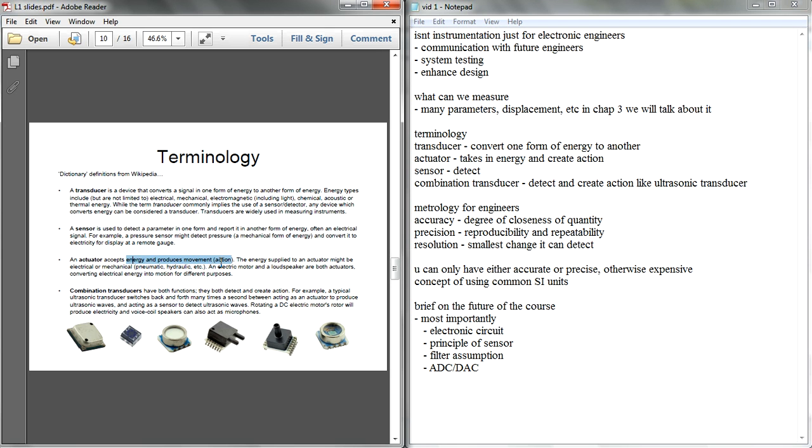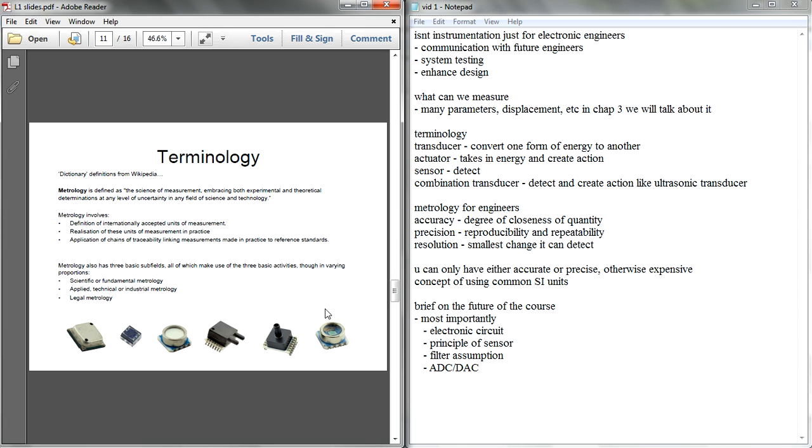Just to take note, an actuator takes in mechanical or electrical energy and changes it to something else. An electric motor and a loudspeaker are both actuators, converting electrical energy into motion. A transducer can both detect and create actions, like an ultrasonic transducer. If they ask you, you can say that. And a voice coil speaker can also act like a microphone.